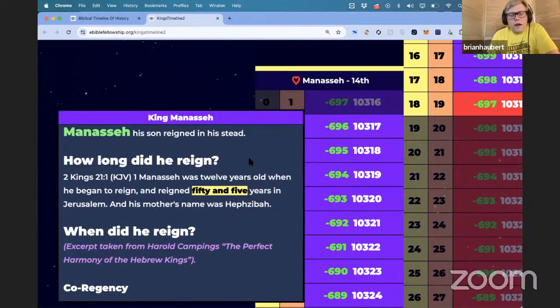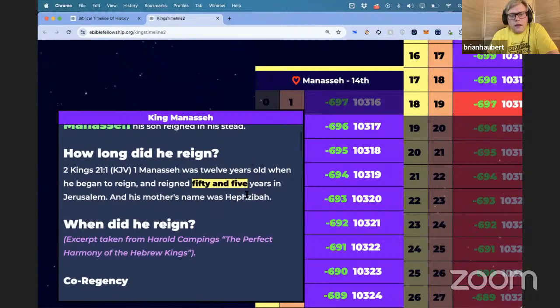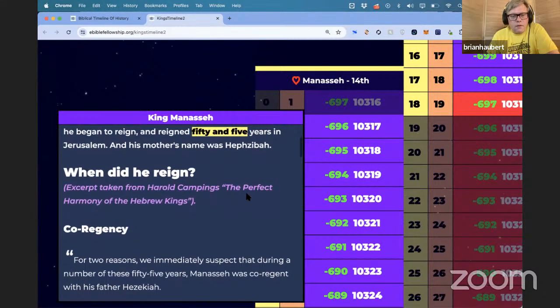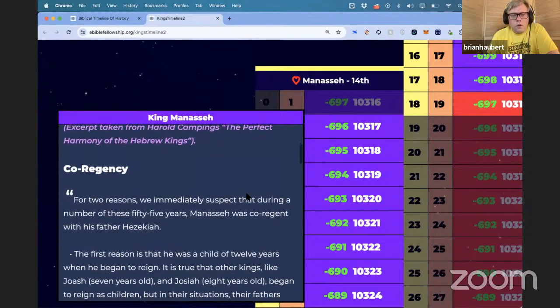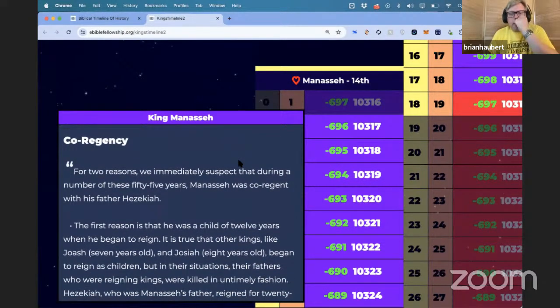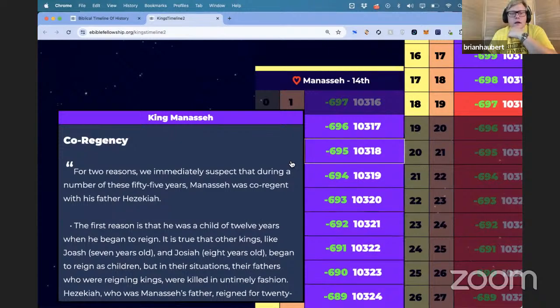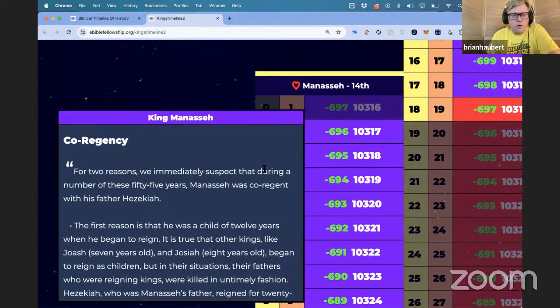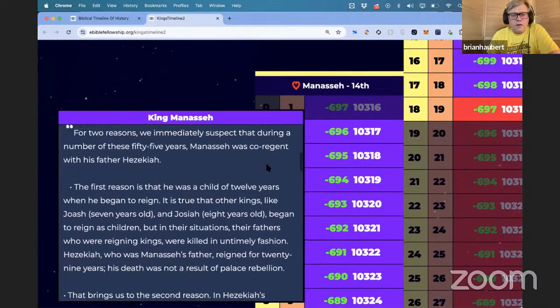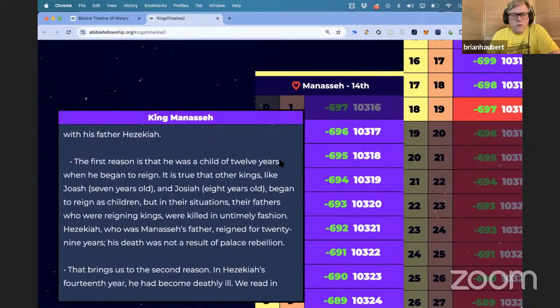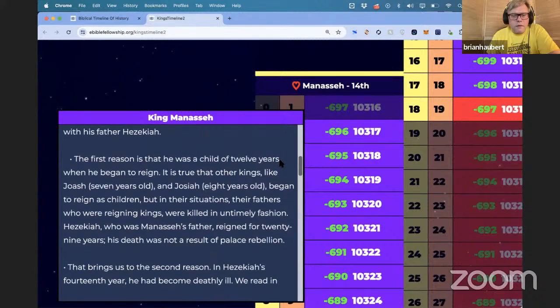So when did he reign? We're going to take an excerpt from Mr. Camping's The Perfect Harmony of the Hebrew Kings. So for two reasons, we immediately suspect that during a number of these 55 years, Manasseh was co-regent with his father Hezekiah. The first reason is that he was a child of 12 years when he began to reign.